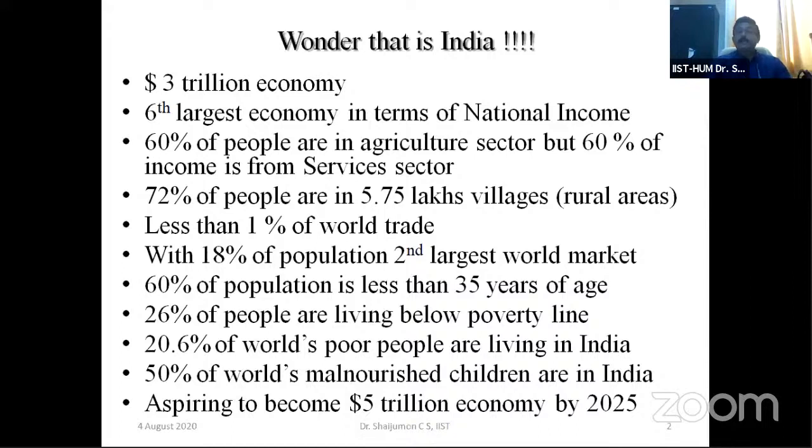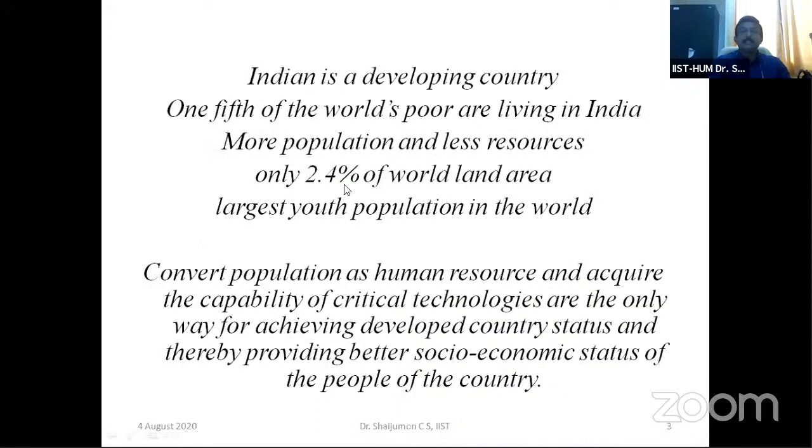By the year 2025, we wanted to enhance our GDP, or our national income. Maybe you don't know much about terms like GDP and national income, but just understand that it is the total income made by all people of the country in a particular year. Right now it is about $3 trillion, which is equivalent to 200 lakh crore Indian rupees. We want to achieve a $5 trillion economy by the year 2025. This is what we are aspiring to. So, what we have and what we want to be. That's what I just said, okay?